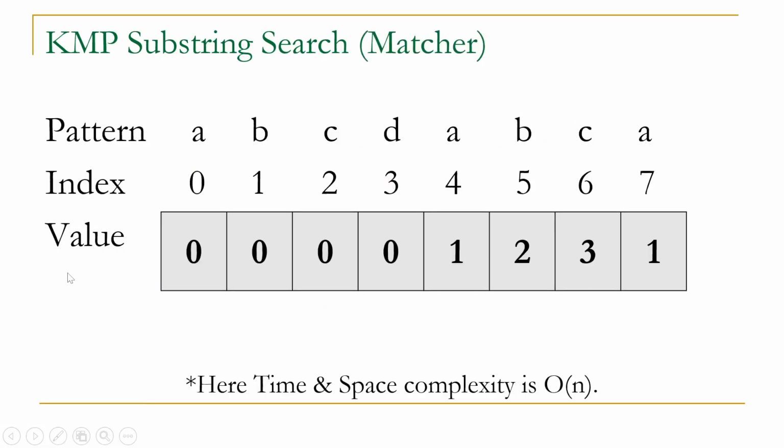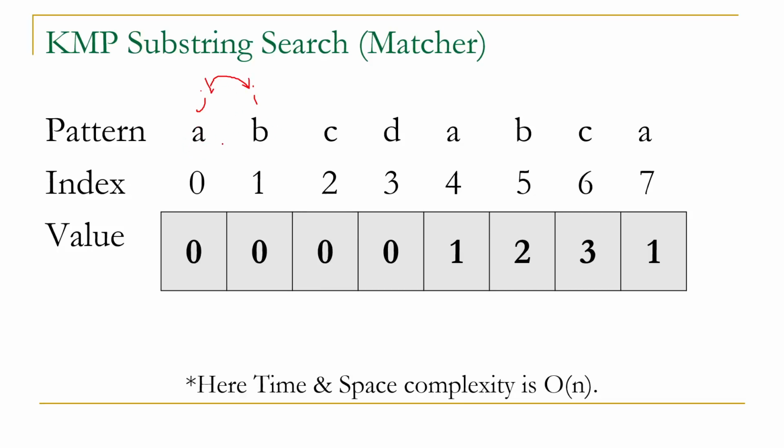Again, there is an efficiency by making an array before matching the pattern and text. We have to make an array from the pattern. Then how can we make this array? Here, if this is I and this is J, then we have to match I and J.